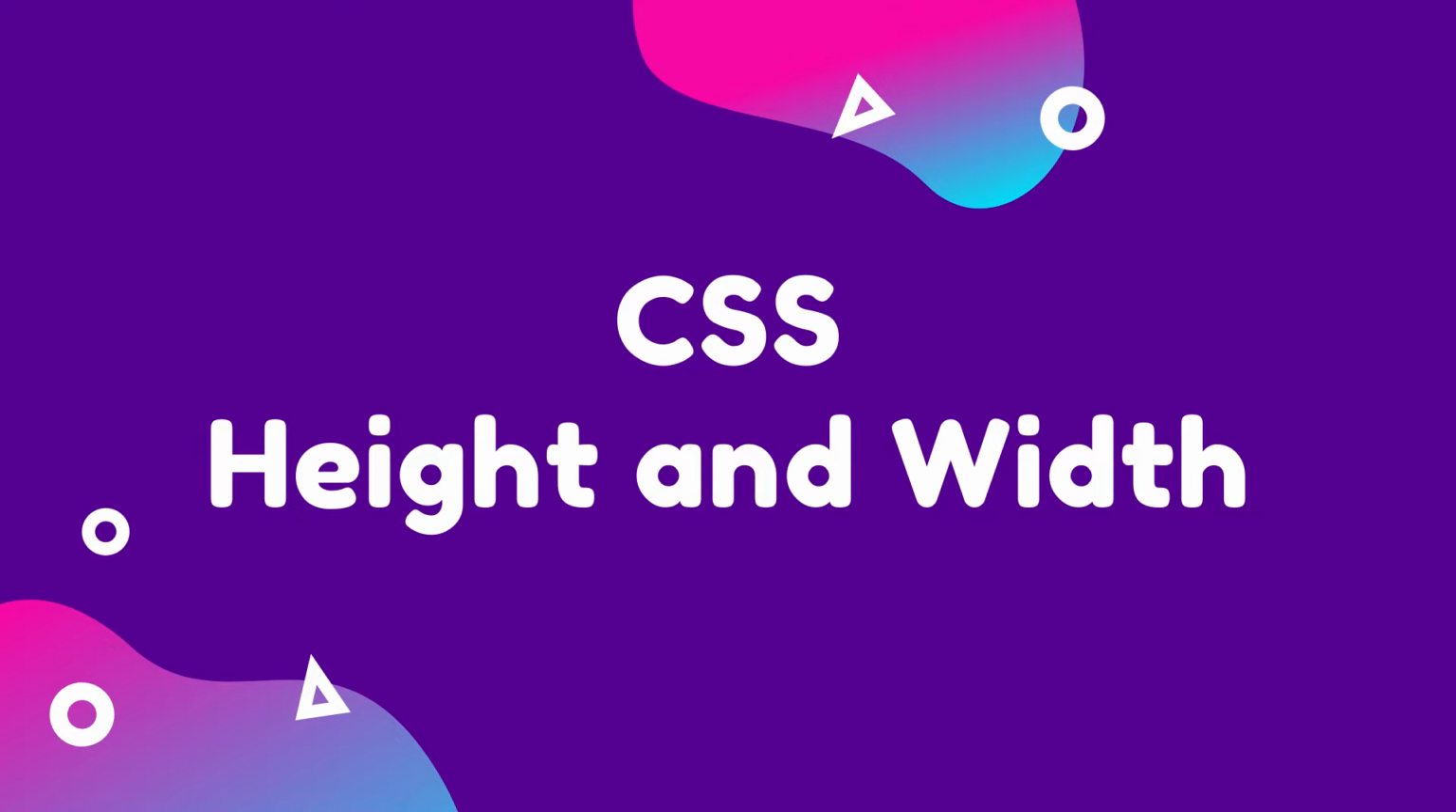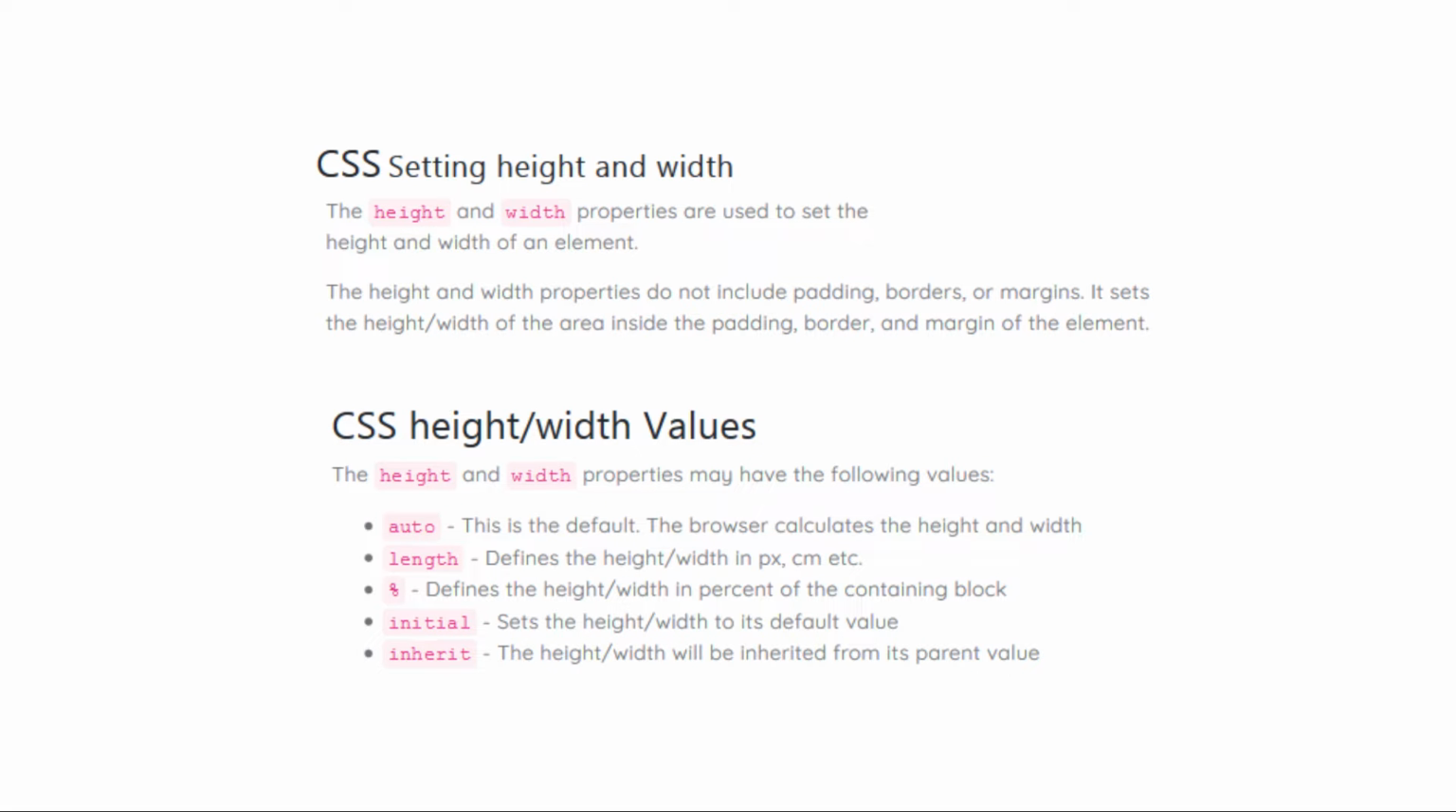Guys, welcome here. My name is Deepak Cha and today we will learn about height and width in CSS. The height and width properties are used to set the height and width of the element. The height and width properties do not include padding, border, margin. It sets the height and width of the area inside the padding, border or the margin of the element.